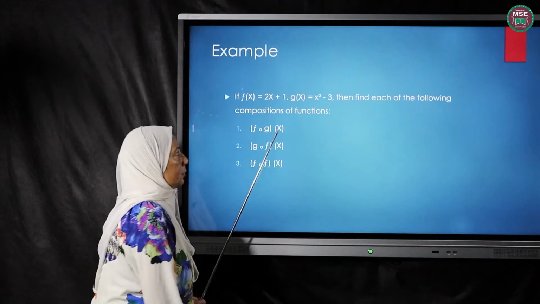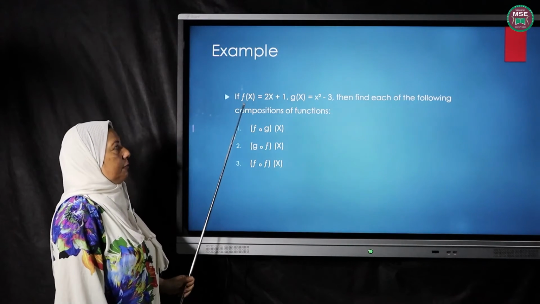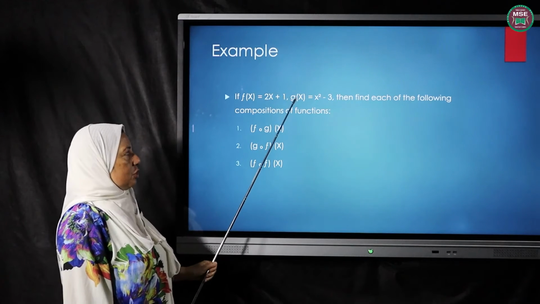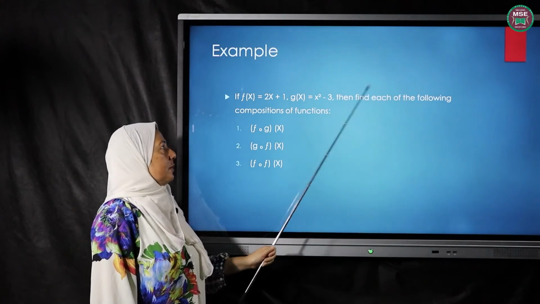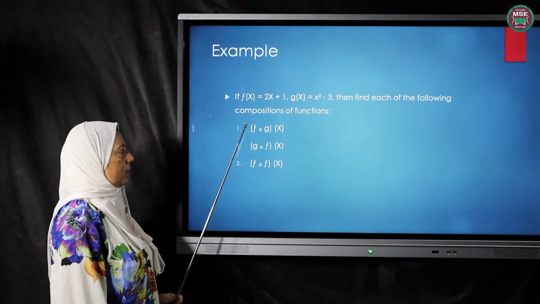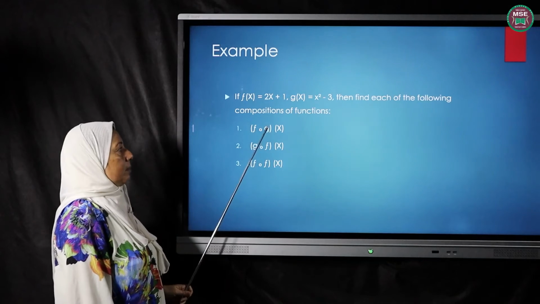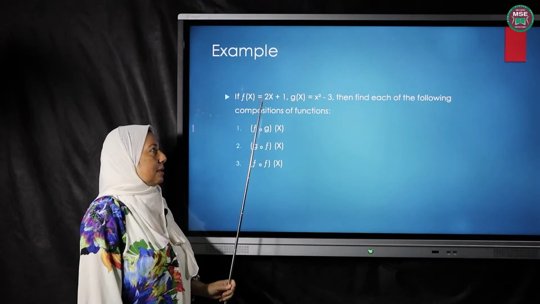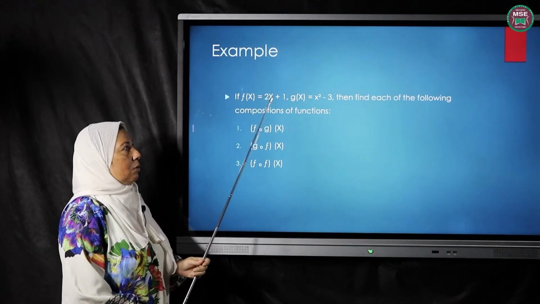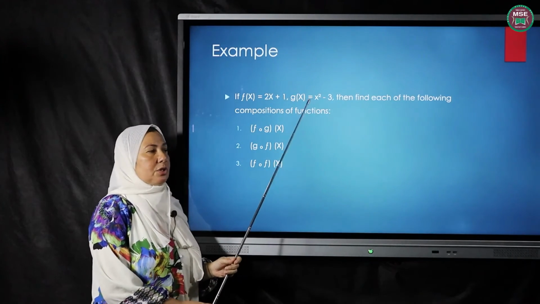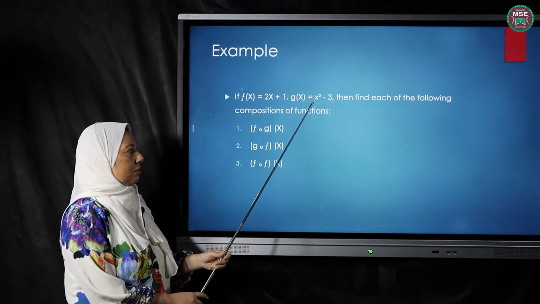For example, if f of x equals 2x plus 1 and g of x equals x squared minus 3, find each of the following composed functions. Number 1, f composed g. In f composed g we replace the x in f with x squared minus 3, the whole element of the second function.